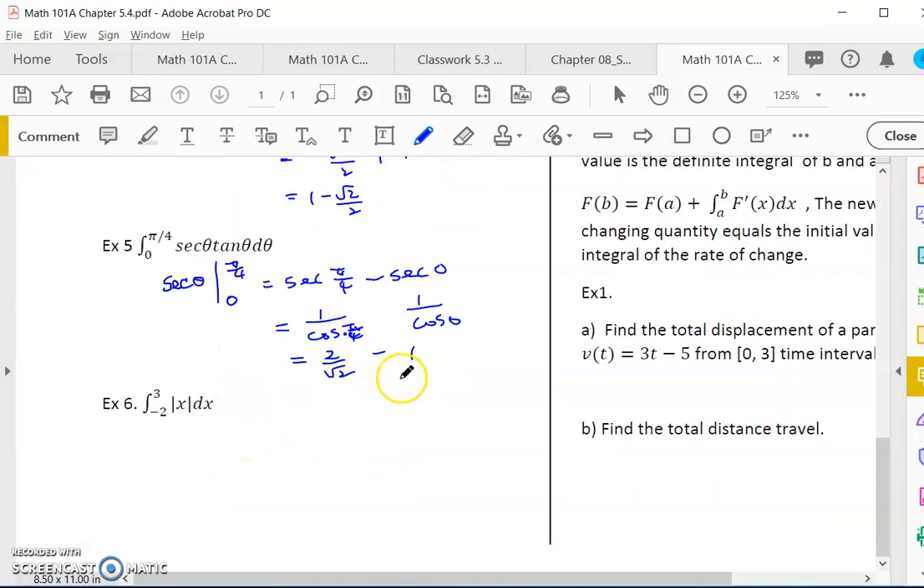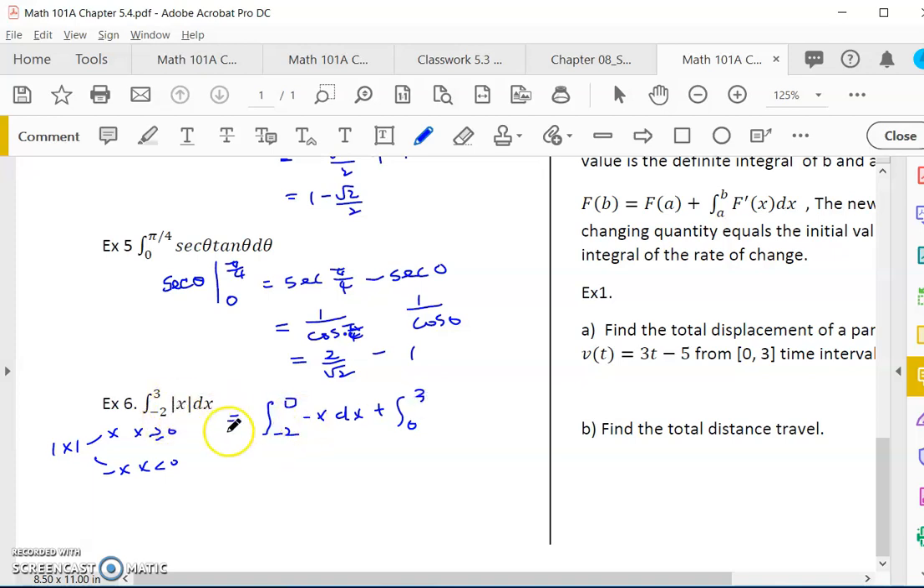So number 6 is a little tricky. We have the function being an absolute value function. So what is the absolute value function? You can write it as x if x is greater than or equal to 0, and negative x when x is less than 0. So I'm just going to rewrite it this way. My interval is from negative 2 to 3, so I'll write it from negative 2 to 0 first, where I'm going to write negative x dx. And then I'm going to do 0 to 3.